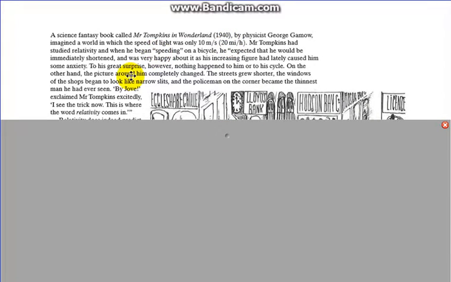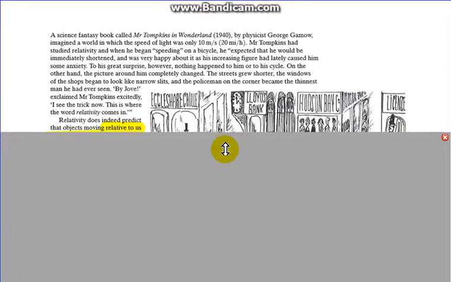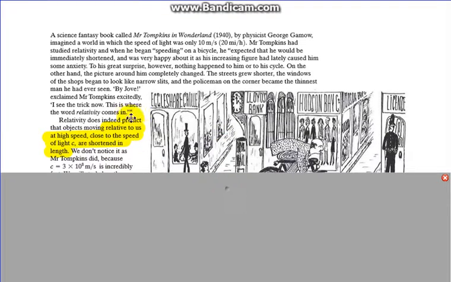Mr. Tompkins had studied relativity, and when he began speeding on a bicycle, he expected certain things to happen. Weird things happen. One of them is length contraction. So he speculated that he would be immediately shortened and was very happy about it since he was increasing his figure. He wanted to lose some weight, so hey, just travel at the speed of light, and that'll take care of everything. But to his surprise, nothing happened to him or his cycle.